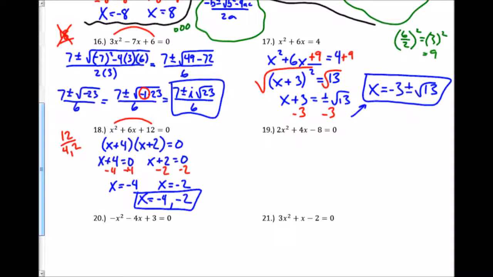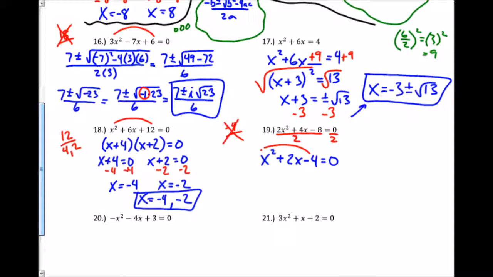In number 19, the first thing that I notice is all of these have a 2 in common. So the first thing I would do is divide everything by 2, just to make this thing look a little bit simpler. That's x squared plus 2x minus 4 equals 0. And then I might see if this thing can factor. I build a bridge: two numbers that multiply to a negative 4 but add to a positive 2.